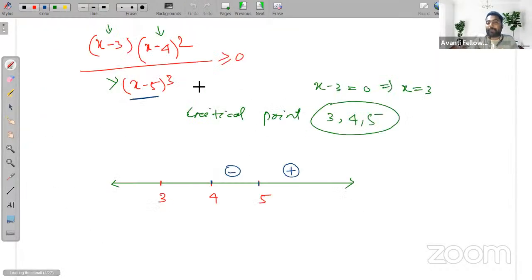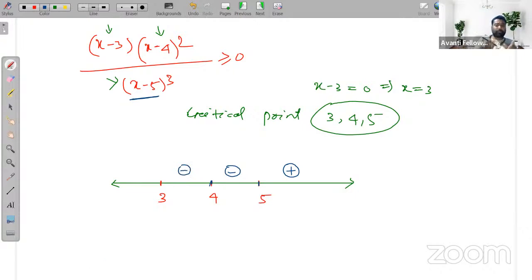Now I am getting an even power, because the corresponding factor of 4 is x minus 4, and the power of x minus 4 is an even number. That means the sign will not change. Continue with the same sign, that is, here also I have to give minus. Clear? I hope this is clear, guys.